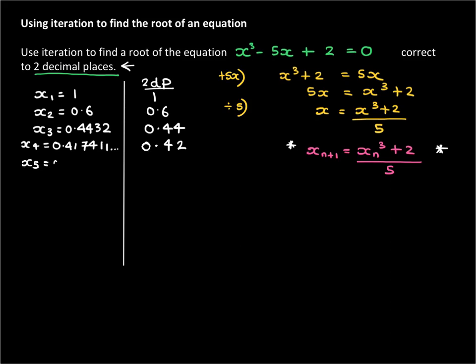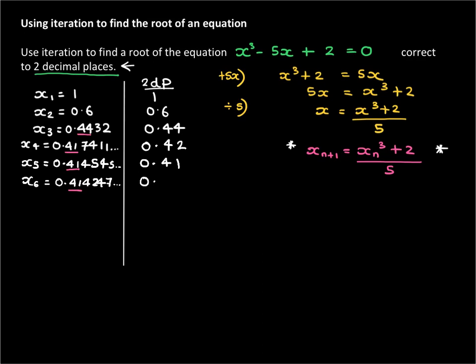x5 is then equal to 0.41454. So that is 0.41 to 2 decimal places. So check your rounding really carefully in each example. Let's generate another x value. x6 is equal to 0.414247. So rounding this to 2 decimal places gives me 0.41.